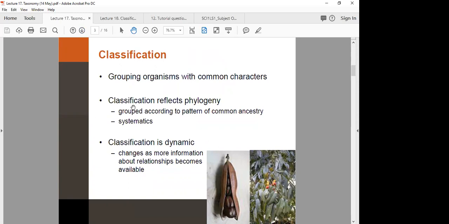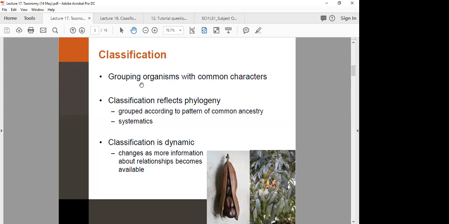And then classification, of course, involves grouping organisms into particular categories, and those organisms will share common characters. So let's think about the function or the role of classification. First, classification aids in communication. So it's much as mammals or dicots or monocots without having to run through all the characteristics that those particular organisms actually possess.